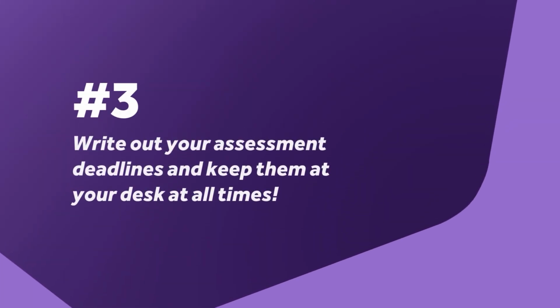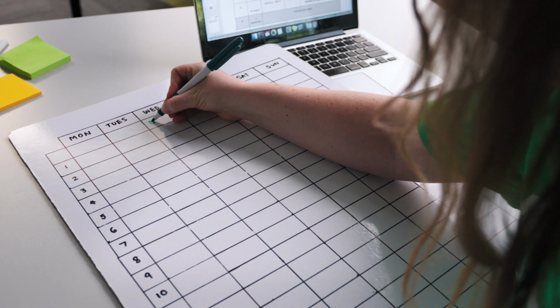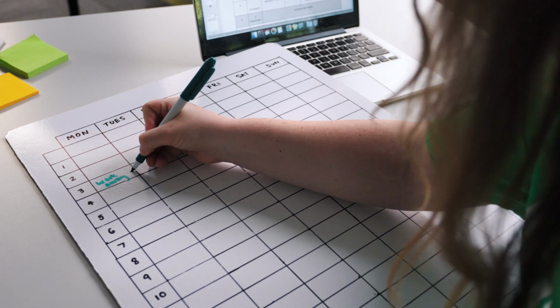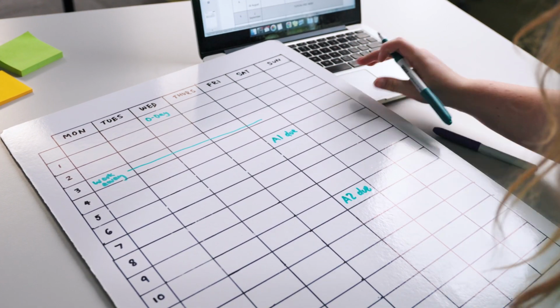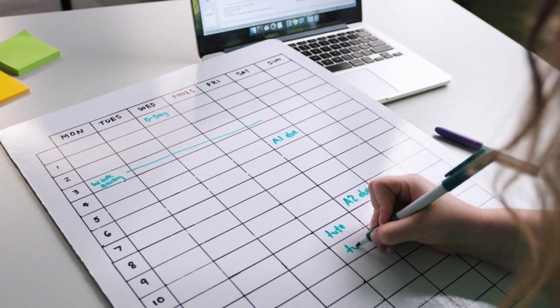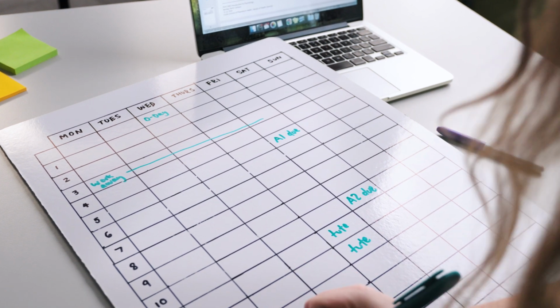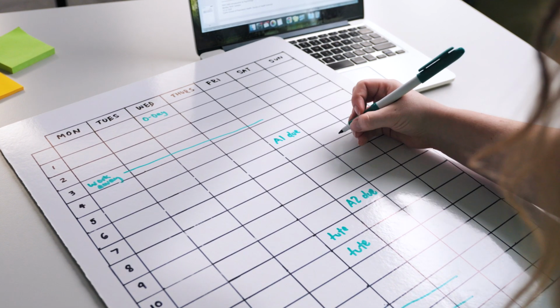Number 3, write out your assessment deadlines. Buy or make a giant physical calendar. Just use an A2 piece of paper. Write all your assignment deadlines in, as well as any big things in your personal, uni, or work life that might interfere with your study schedule. Are there any random things like placements or trips away that are happening during the semester? Then keep it at your desk at all times to refer back to.